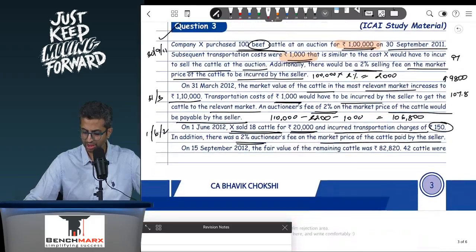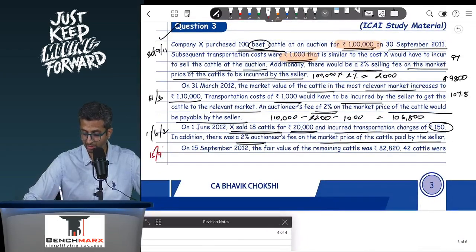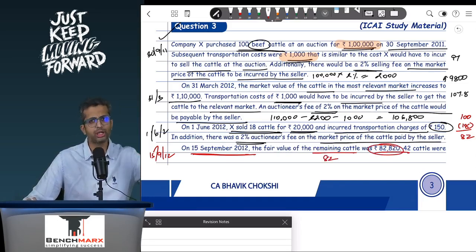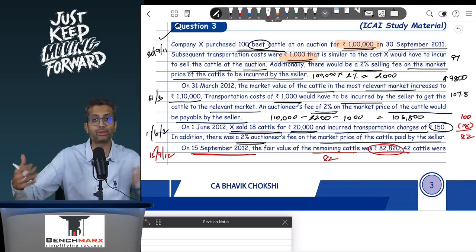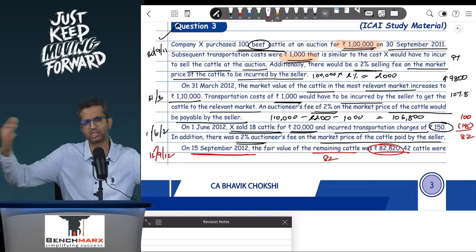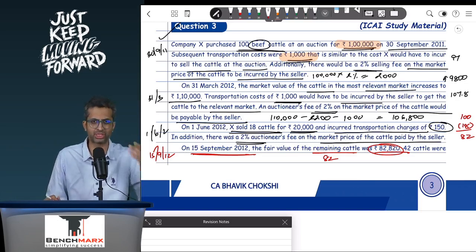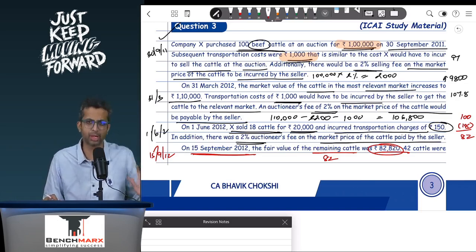Now if you proceed further, you go to 15 September, another problematic date. Earlier you had 100 cattle, out of which 18 are sold, and hence you are now left with 82 cattle. Now on 15 September 2012, the fair value of the remaining cattle must be how much? 82, was 82,820. Remember, in your ledger, this 82 cattle at the carrying value is still 1068. You are not remeasuring it every date. You are remeasuring on 31st March and then on 30th September. So the remaining 82 cattle, each is still worth 1068. That is 1,06,800 divided by 100.